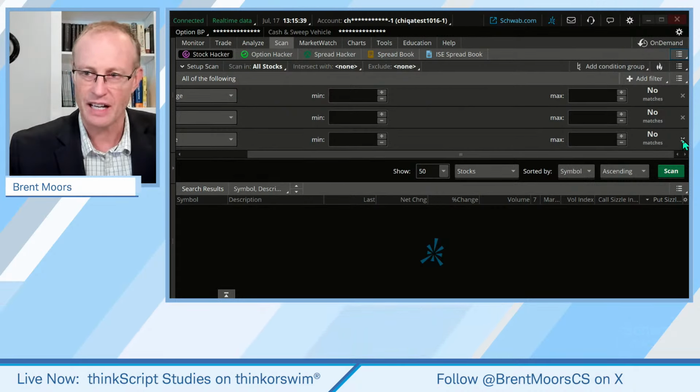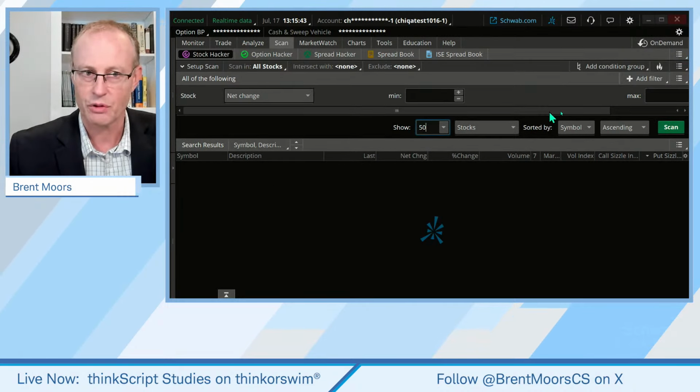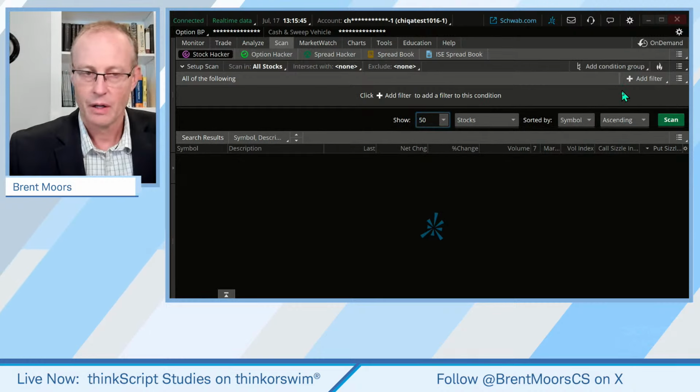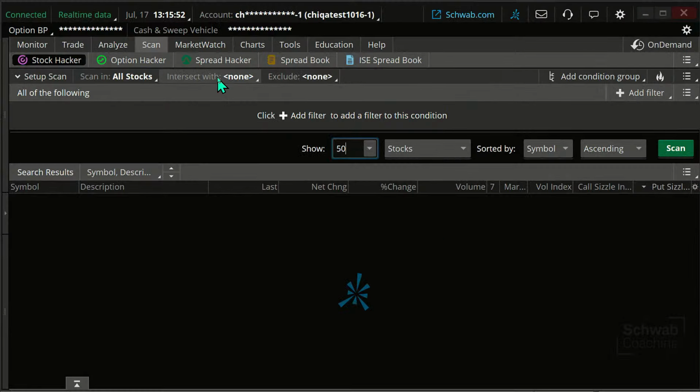If I want to get rid of any of these, I can just click on X and it goes away. Okay, X. We'll start from scratch here on this. And notice the filters are all clear here as well. So in this case, what I wanted to do is look for bullish stocks, but I want liquid stocks. Maybe I'm doing an option trade. Maybe I just want a liquid stock, whatever.